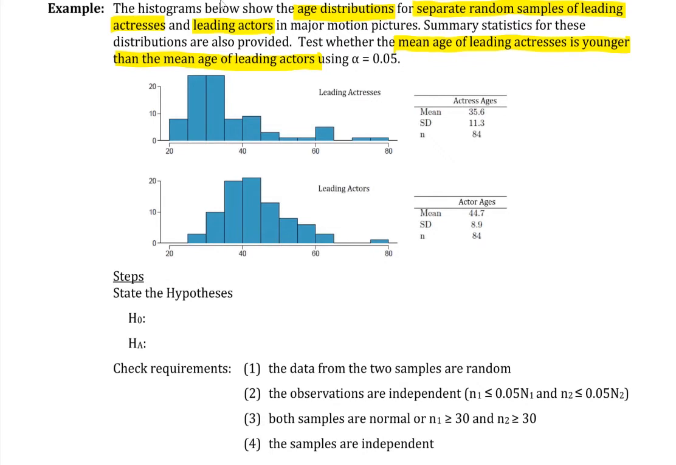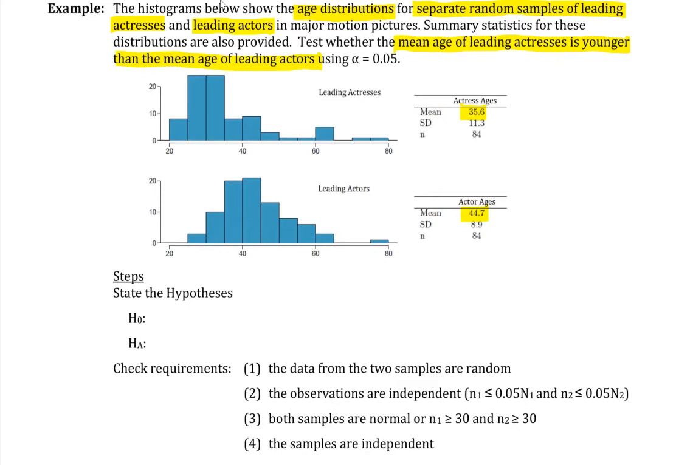When looking at the distribution, it looks like leading actresses are younger than leading actors on average. Also, when looking at the summary statistics, it looks like the actresses do have a younger age than actors. However, is this difference due to sampling variability, or is there a real significant difference between these? Let's proceed with our hypothesis test.